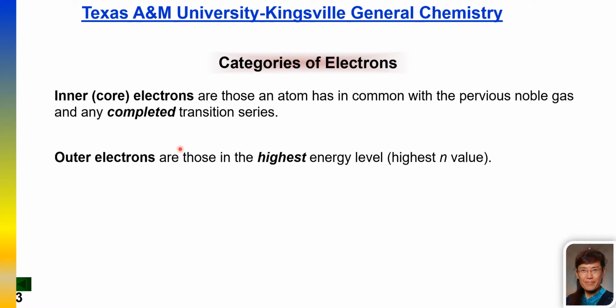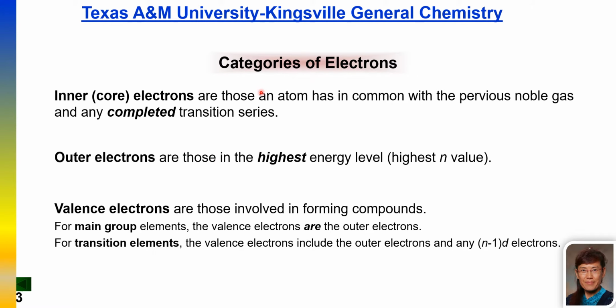Last time we mentioned the different categories of the electrons. The first one is called inner electrons, also called core electrons. Those are the ones which are located the same as your previous noble gases. The second type of electrons is called outer electrons. These are the ones which are located in the orbitals with the highest energy. The third category of electrons is called valence electrons.